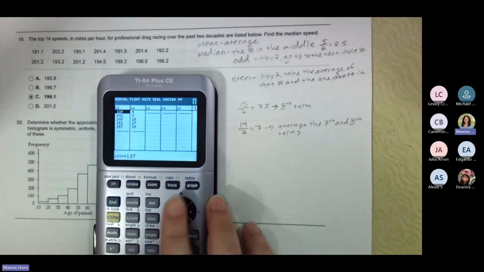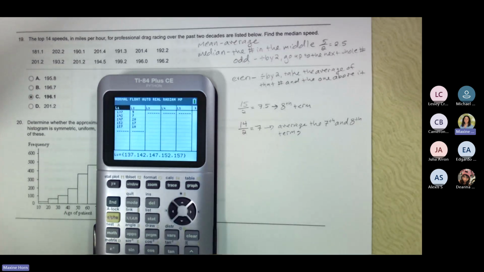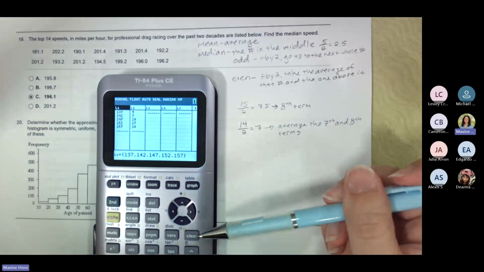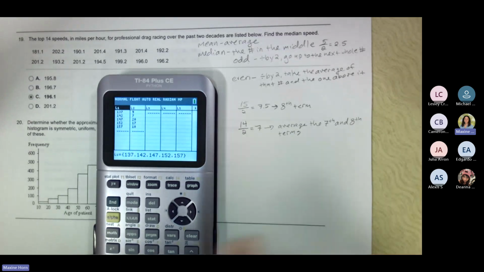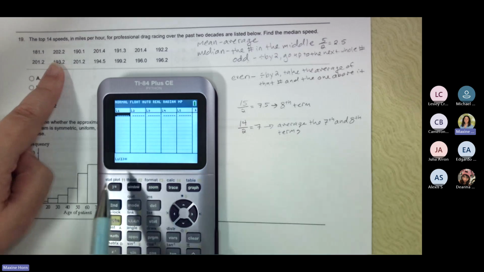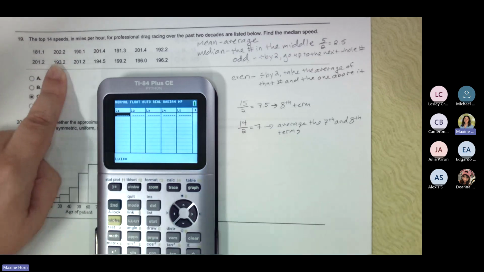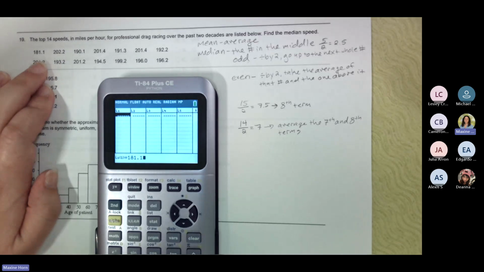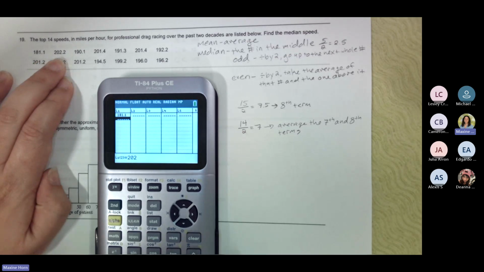If you have things in here already and you want to clear them, you're going to highlight the top where it says L1, and hit clear and then enter. That's how you can clear the whole list right away. Then I'm going to arrow over, arrow up, clear and enter. I'm going to enter all of these data points into the calculator, and then have the calculator sort them. If you have a calculator and you want to do this with me, go ahead.